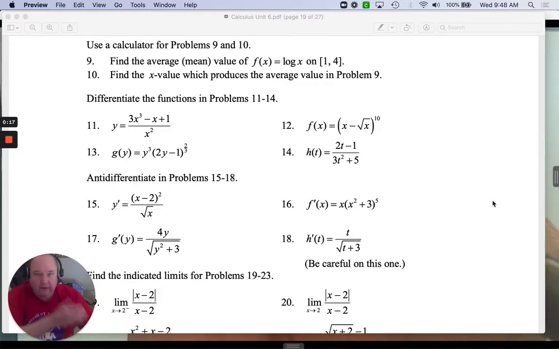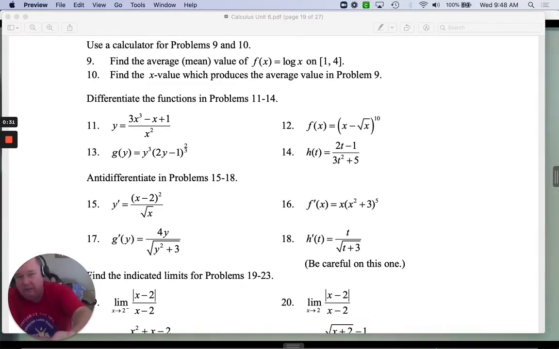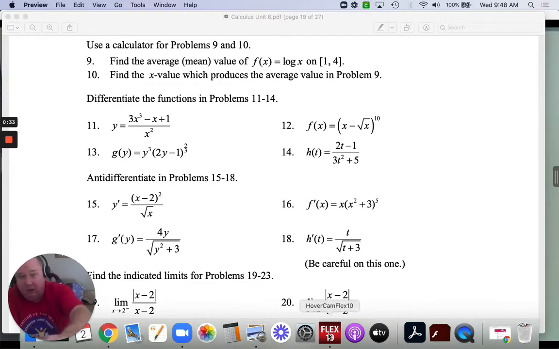So in order to find the average value, it's an integration problem. And we're going to integrate from 1 to 4. We're going to integrate the function, which is log x. And then we divide by the difference of the bounds. So this is the setup.